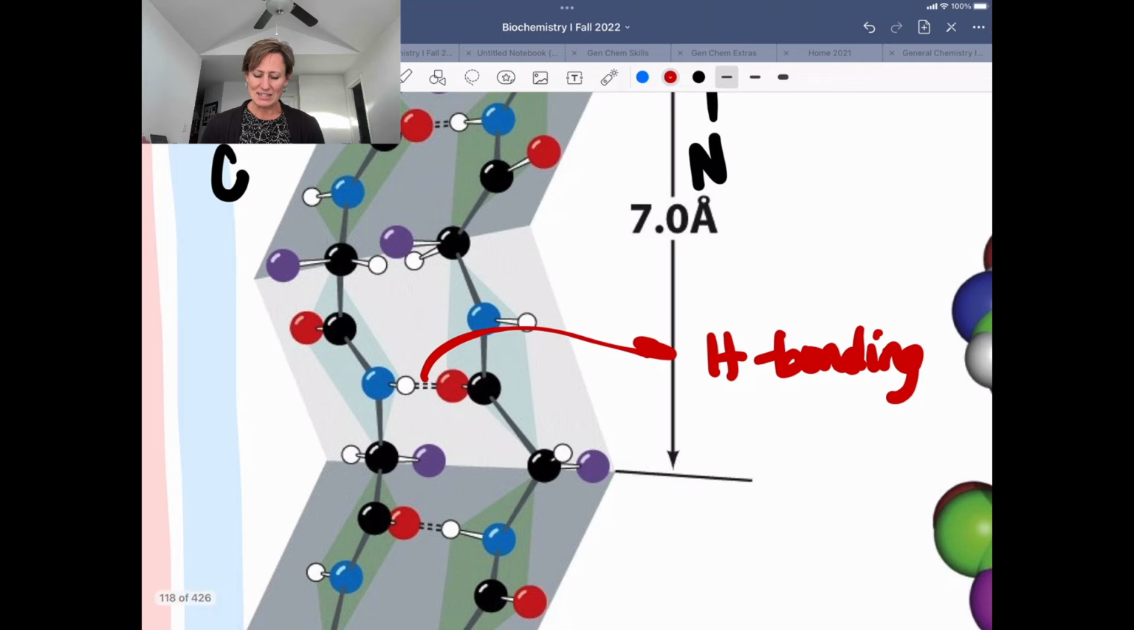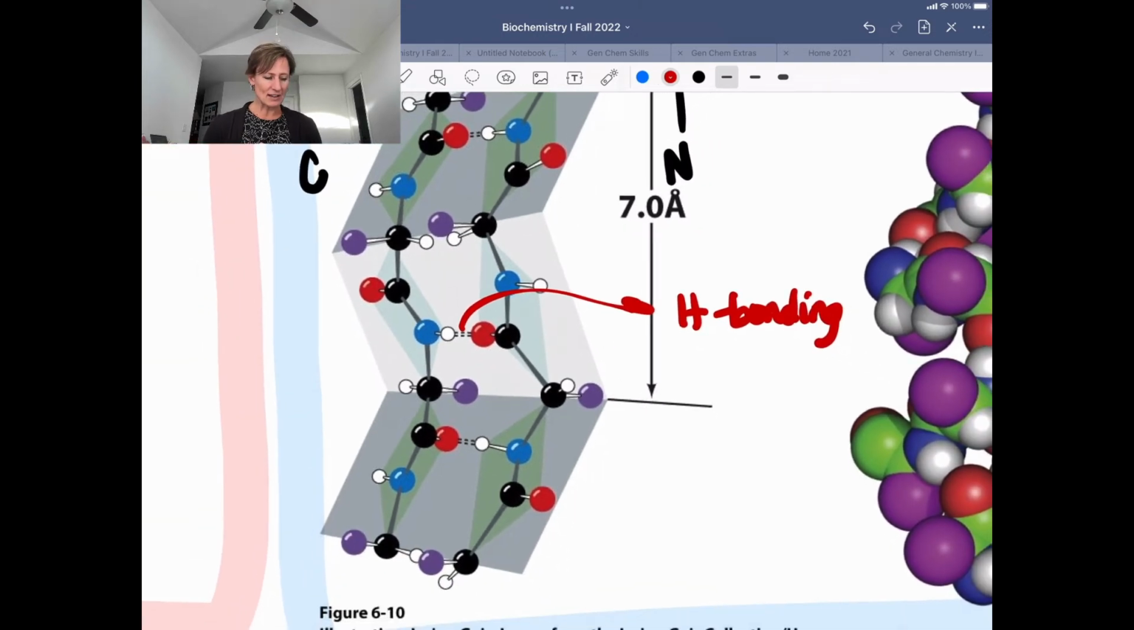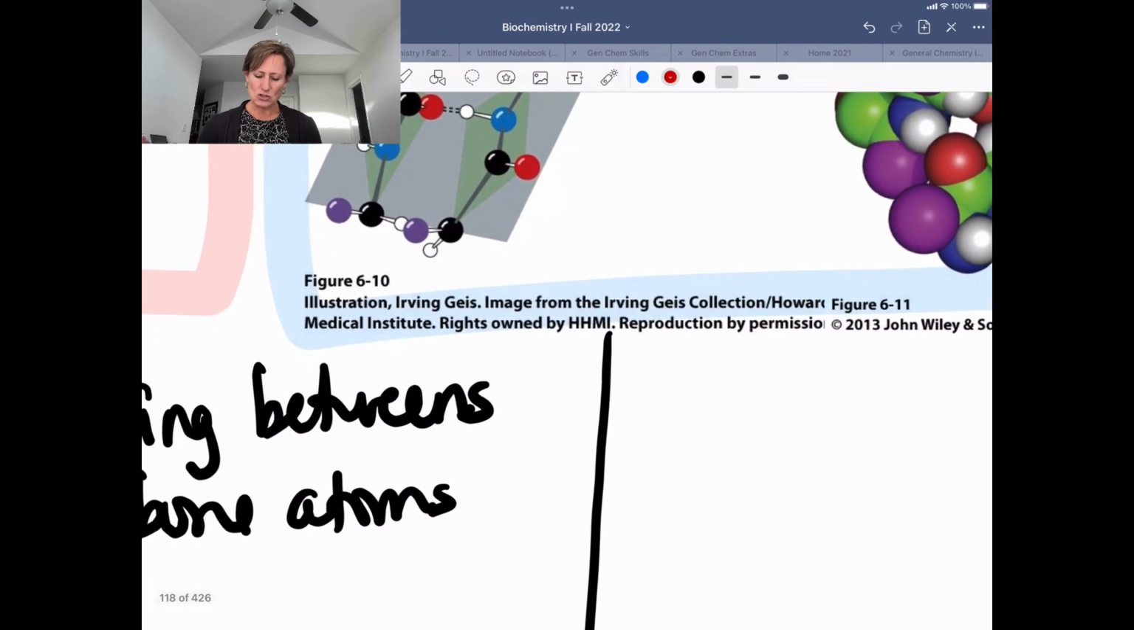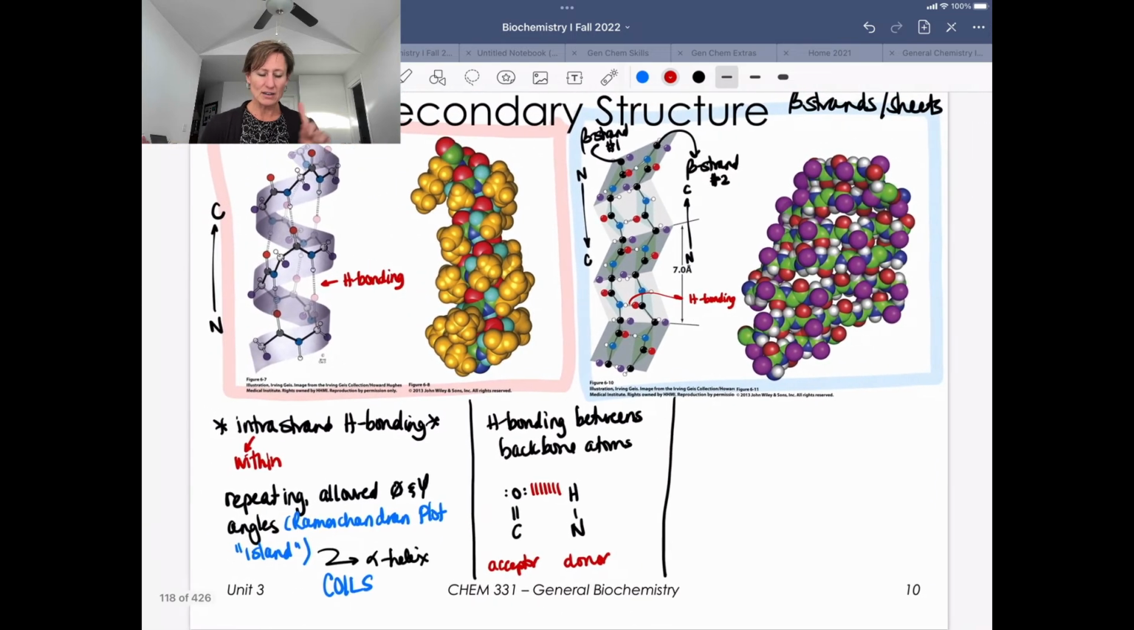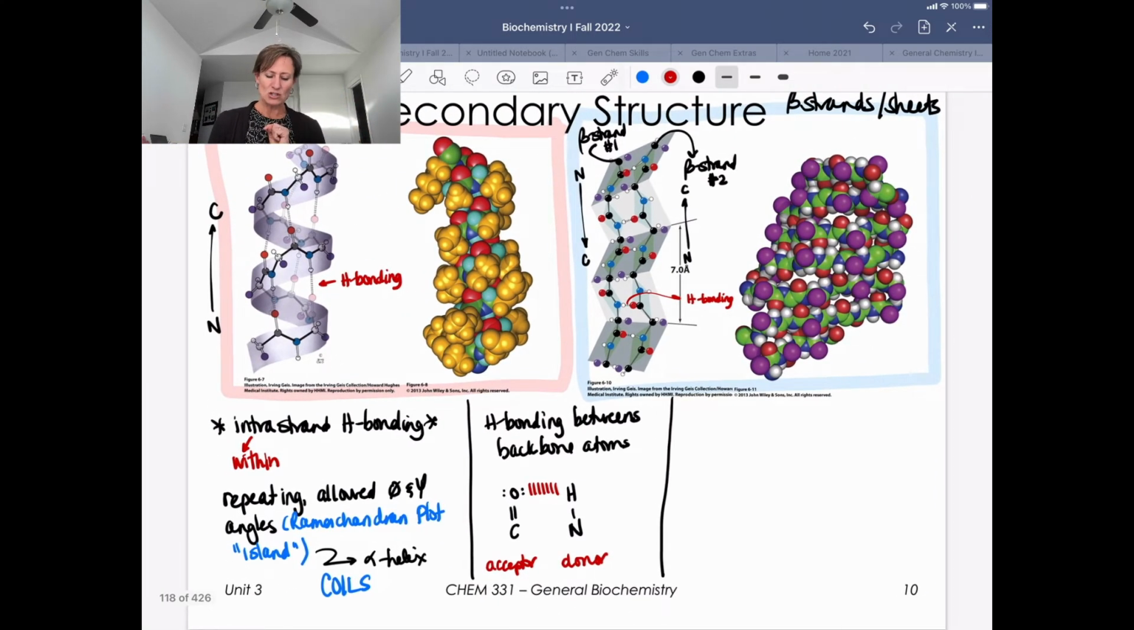But in this case, it's going to be between strands. So let's contrast, zooming out here for a second: for alpha helices, that was intrastrand hydrogen bonding, so within the structural element, but it was repeating allowed phi and psi angles that on that Ramachandran plot created an island that was a right-handed alpha helix. Let's go ahead and put that in here because this was a right-handed alpha helix.